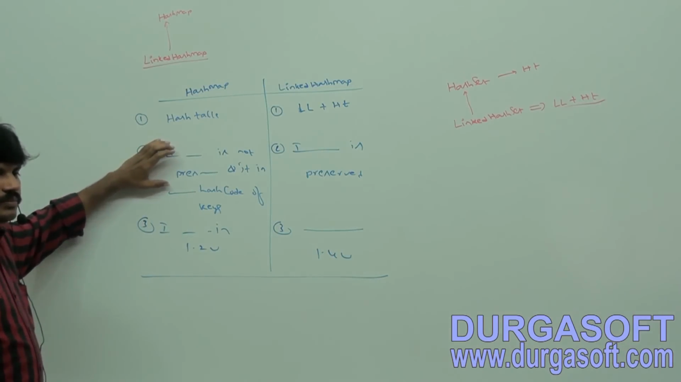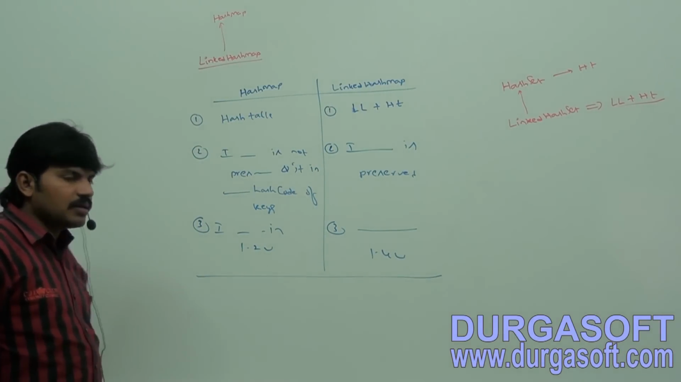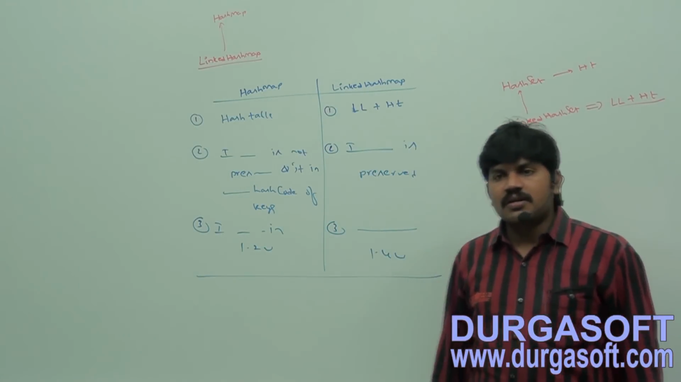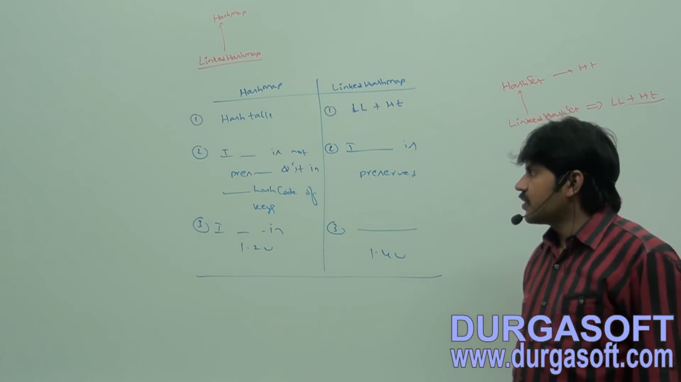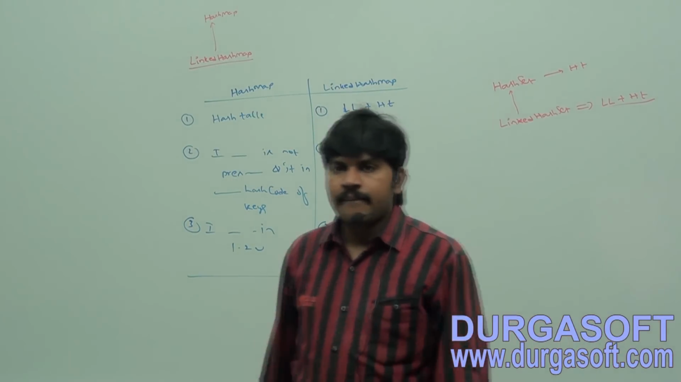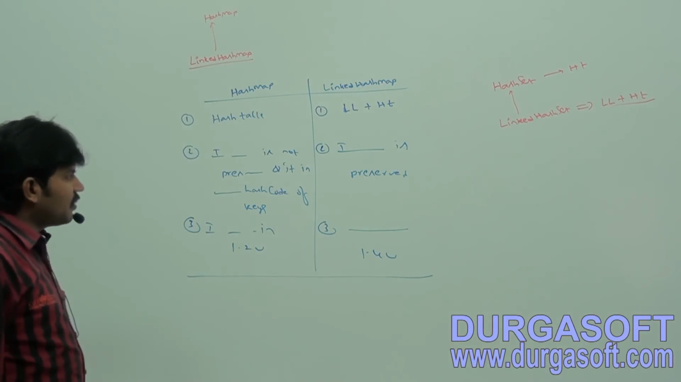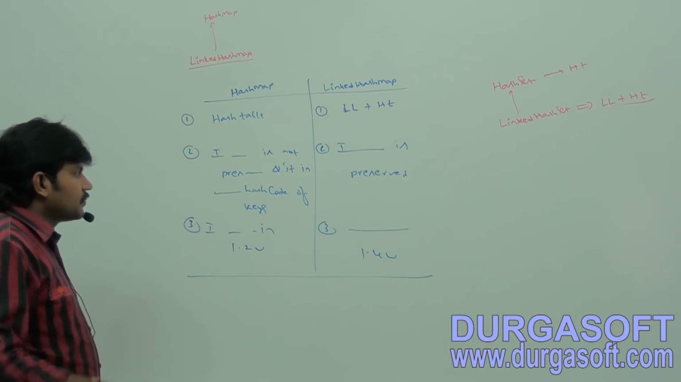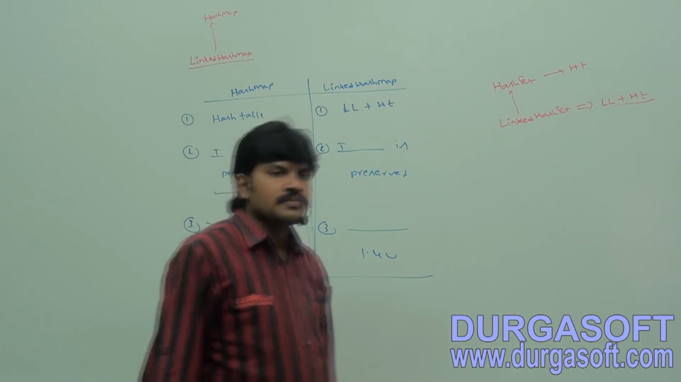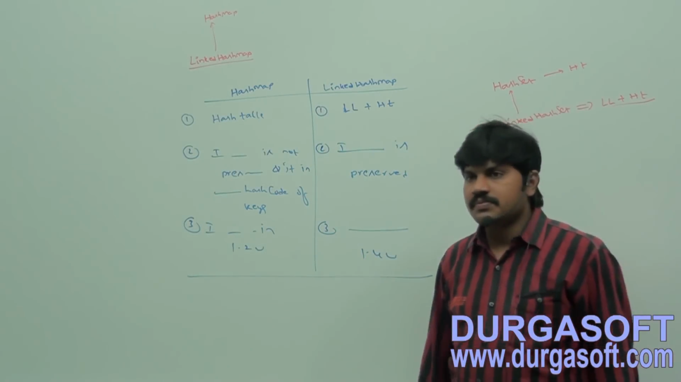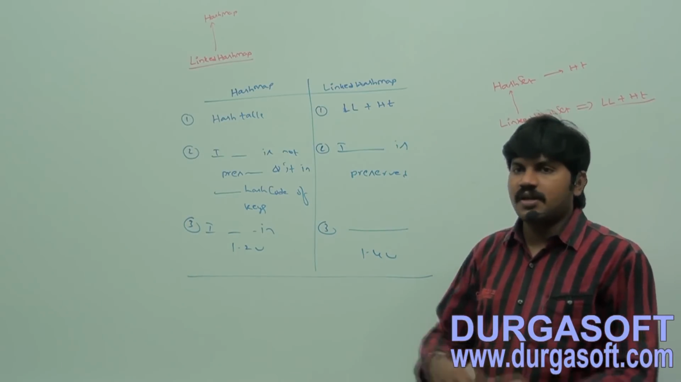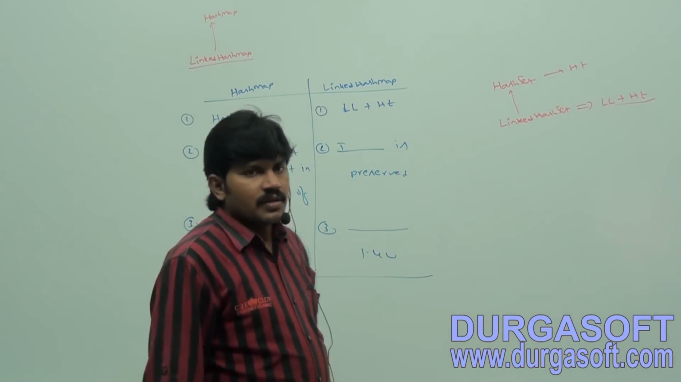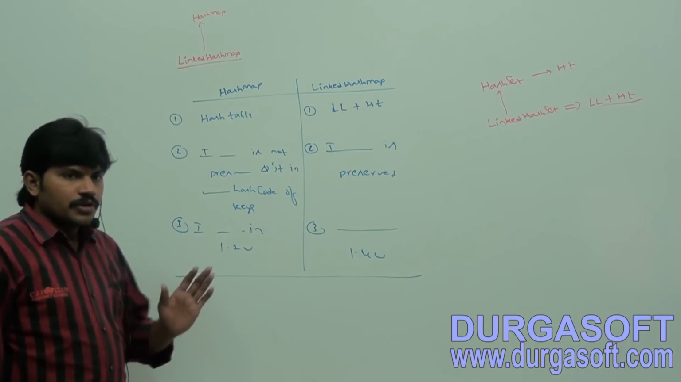Next, second: insertion order is not preserved, and it is based on hash code of keys. On the other side, insertion order is preserved.